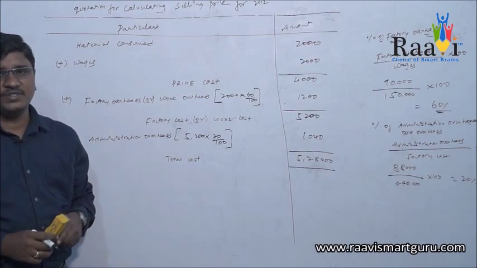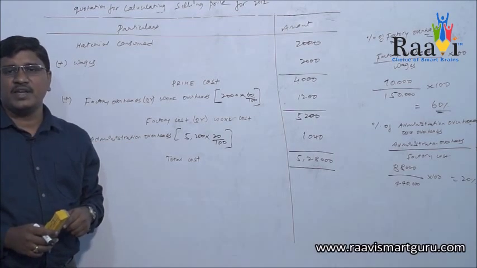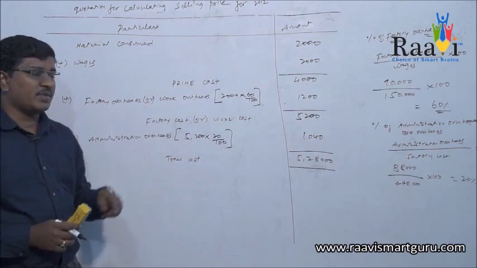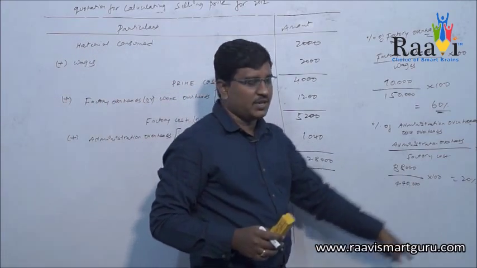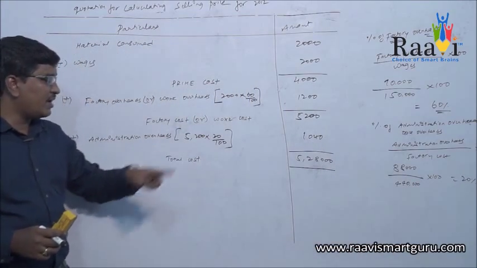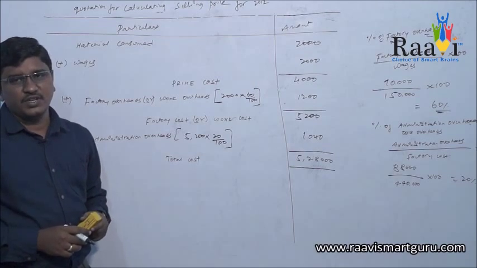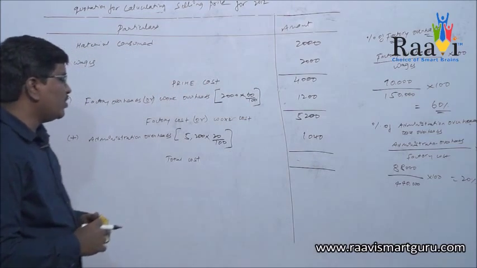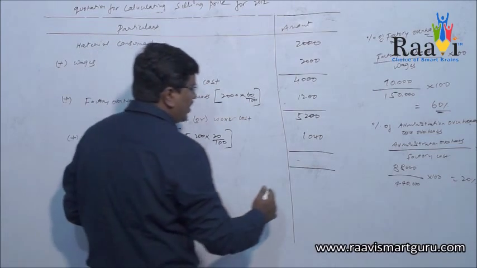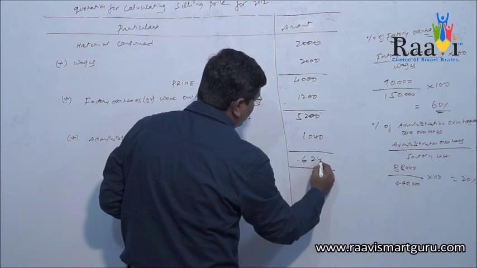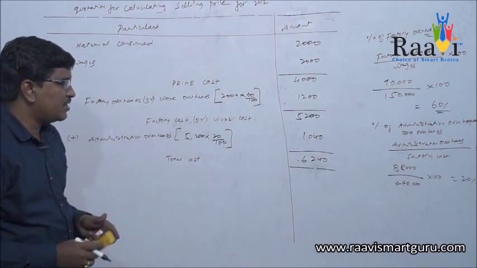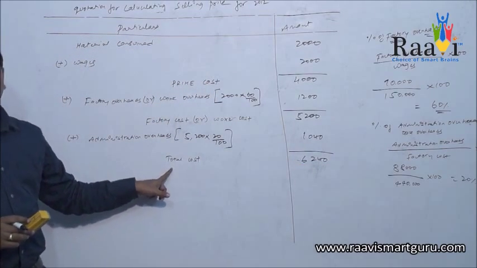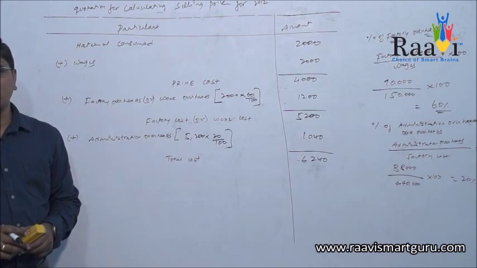How did we get this administration overheads? Administration overhead should be calculated on factory cost. The value of factory cost is 5,200 and the percentage of administration overheads is 20%. On this 5,200 we calculated 20%, we got a value of 1040, and if you add this 1040 to your factory cost, that is 5,200, you will be getting a value of 6240, and this 6240 is nothing but total cost.